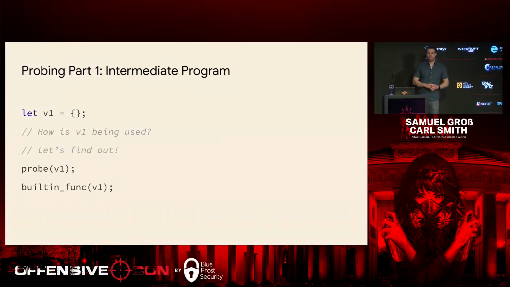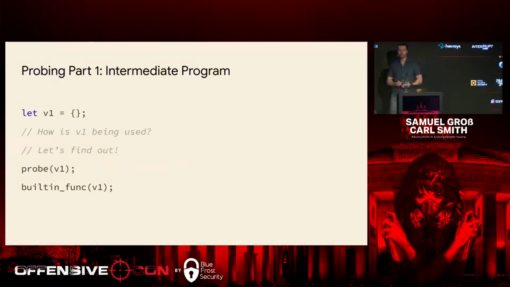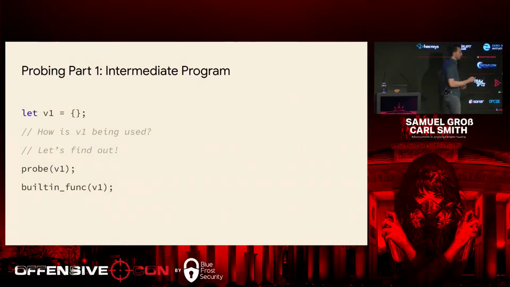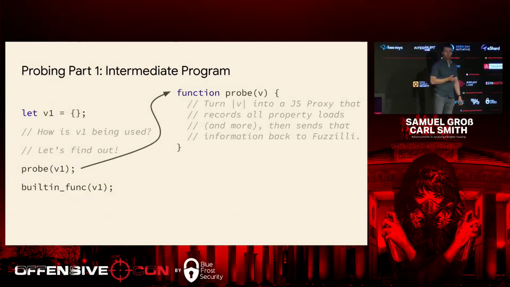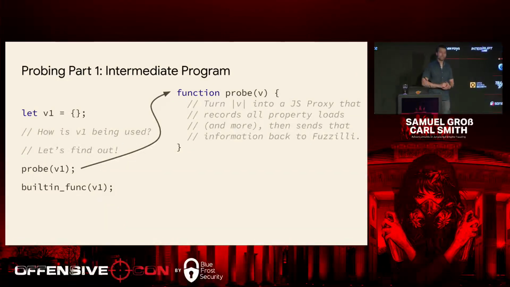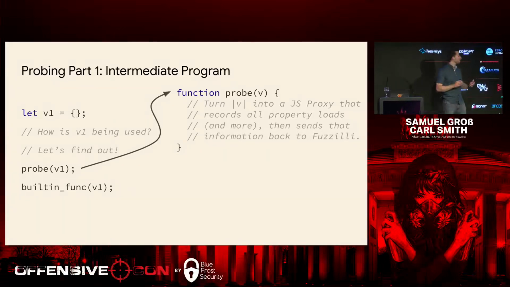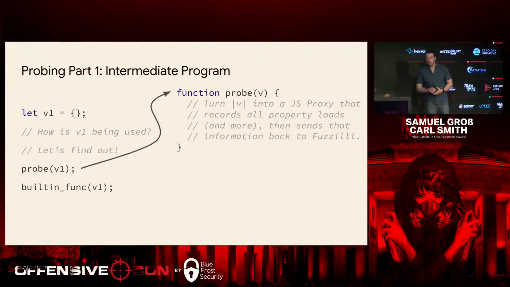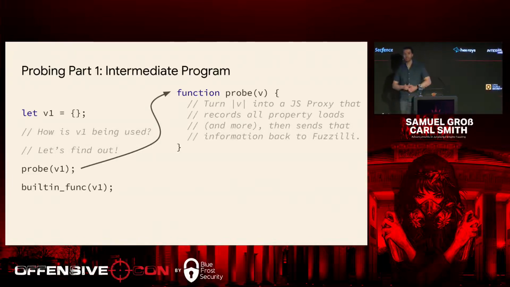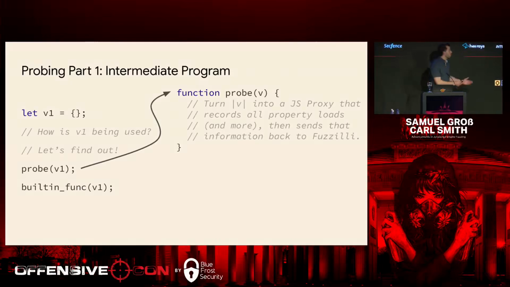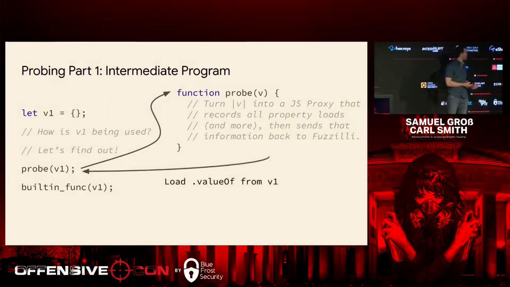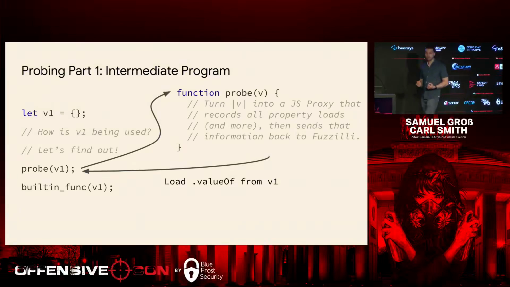So what we do then, the fuzzer instruments this program, puts in what we call probe operations, and then runs this intermediate program. And at runtime, this probing does some JavaScript magic where it turns v1 into what's called a proxy object. This proxy object can record all of the operations performed on it, like it will see what properties were accessed and so on. And then it sends all of that back to Fuzzilli, right? So in this case, maybe it sees that valueOf was fetched from v1.